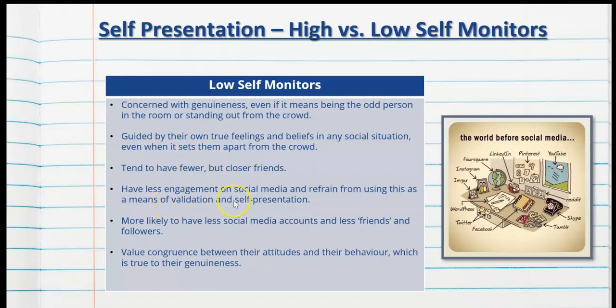They have less engagement on social media and refrain from using this as a means of validation and self-presentation. They are more likely to have fewer social media accounts and fewer friends and followers. They value congruence between their attitudes and their behavior, which is true to their genuineness.